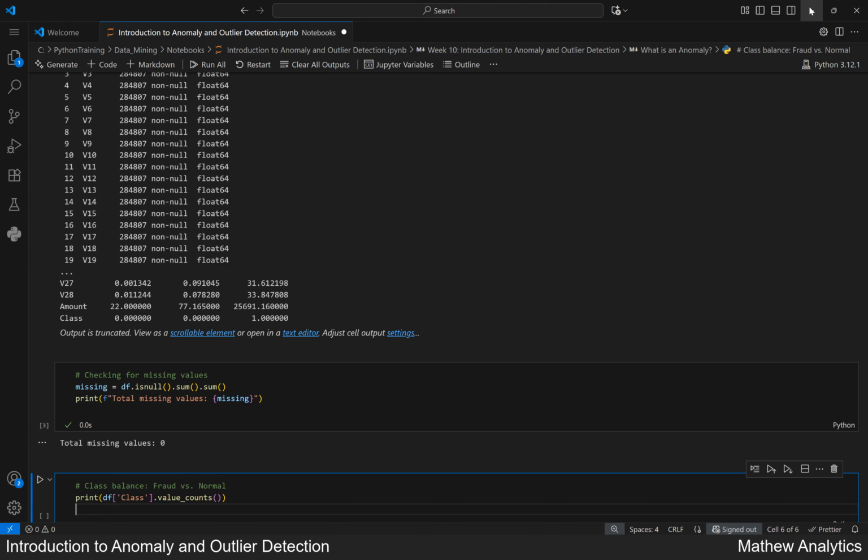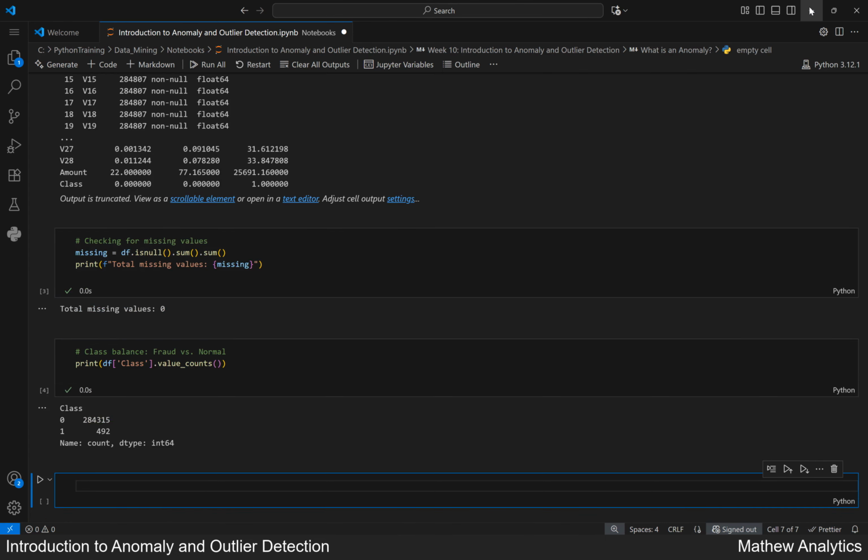Running the cell now. This output shows the class distribution of transactions, with 284,315 labeled as normal, 0, and only 492 as fraud, 1. Notice the severe imbalance. Fraud cases are extremely rare compared to normal ones, which highlights why these fraud instances can be considered anomalies in the dataset. This imbalance is key to understanding the challenge of detecting outliers in real-world data. Do you notice if there are a lot more normal than fraud cases?